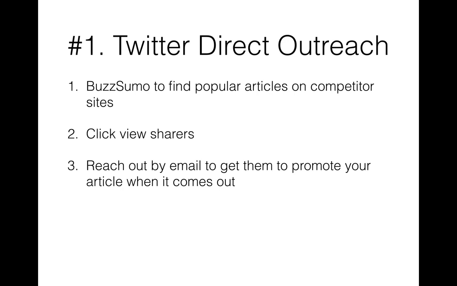So go on BuzzSumo, find popular articles on competitor websites or in the niche that you're in, the market that you're in. Click view sharers on those relevant articles and either reach out to these people by email to get them to promote your article when it comes out. And you're basically just saying, hey, I'm creating an awesome article that's related to this article that you just shared. I think you might like it. Can I send you over a link to share with your audience?